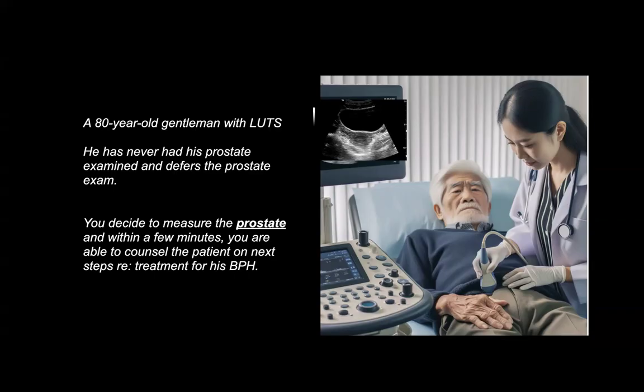And so while you are looking and trying to do a bladder volume calculation, you also take a look at his prostate as well, because you've learned that this is a great non-invasive tool to take a look at the prostate. You measure the prostate, and within a few moments, you are able to counsel the patient on the next steps regarding BPH treatment. And as you can see, the bladder is superficial here. However, what's inferior to the bladder is the prostate. The prostate is the immediate next organ that is deep to the bladder, and then the rectum is inferior to that.